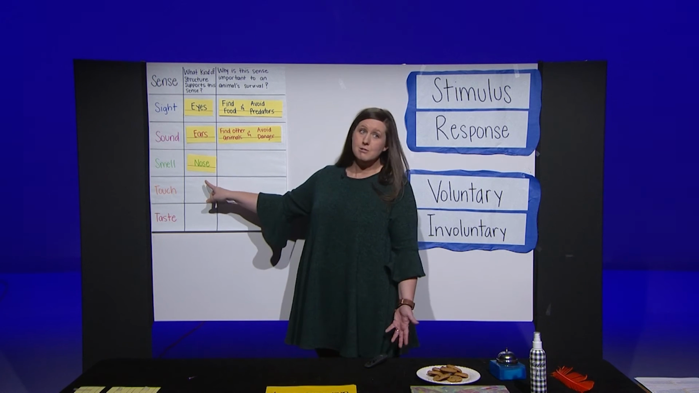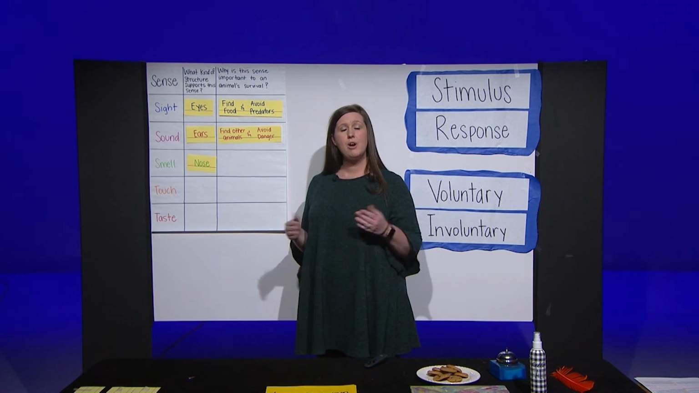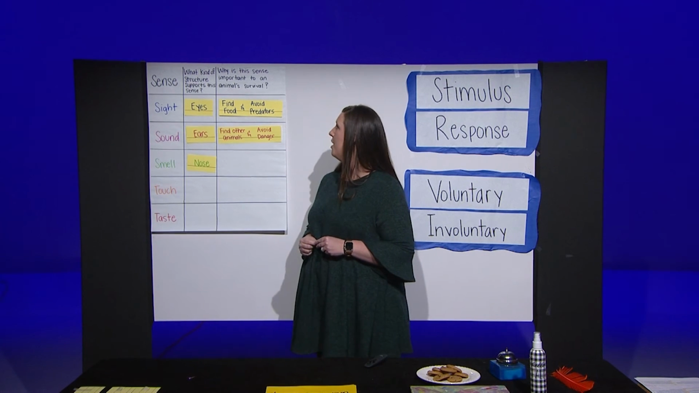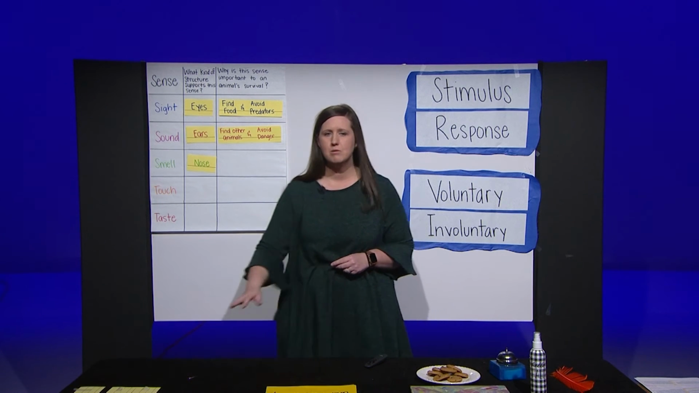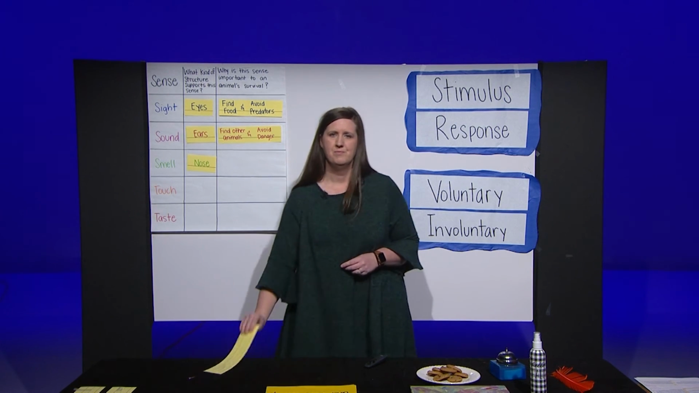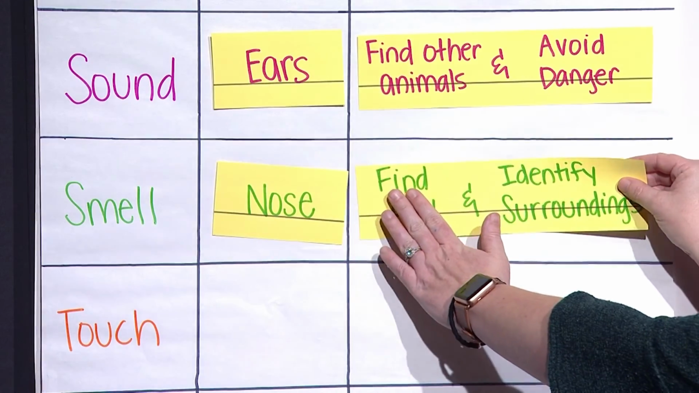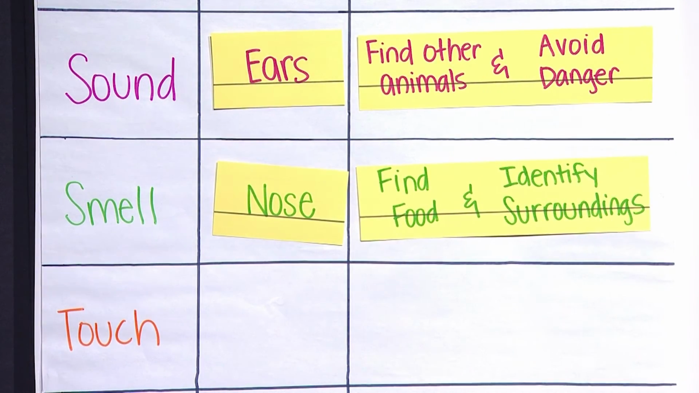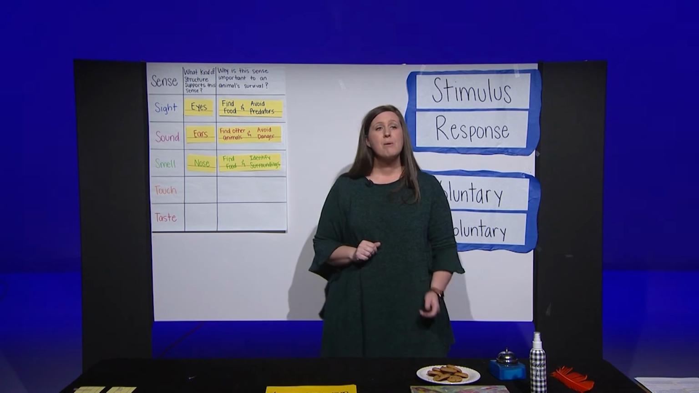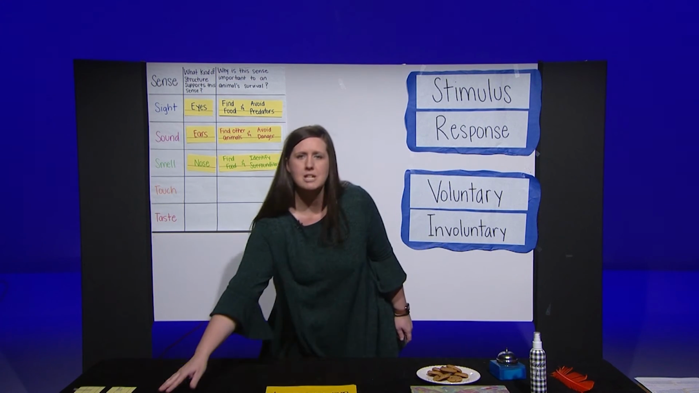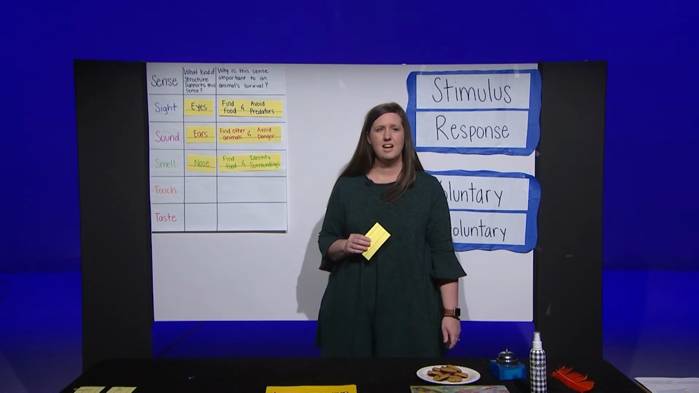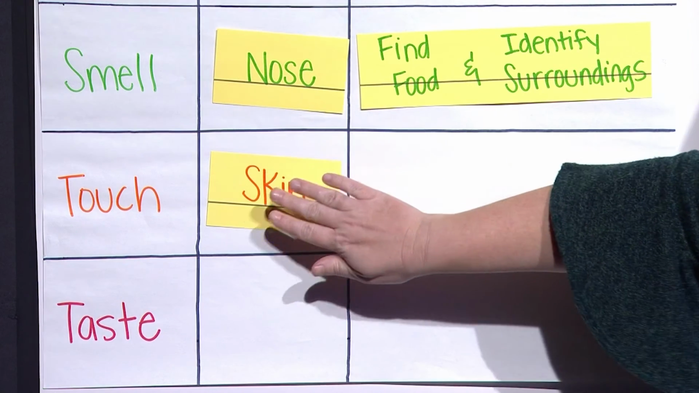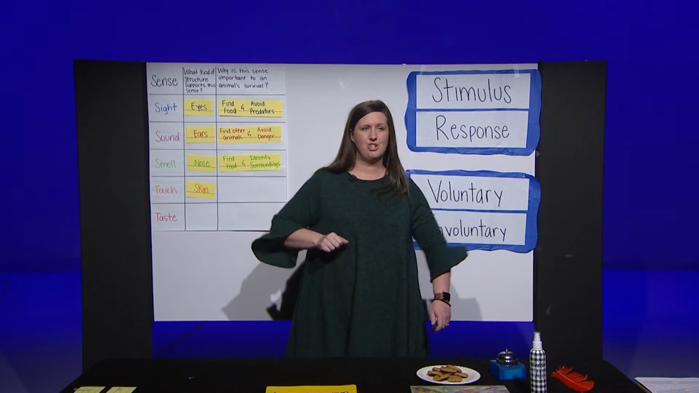So we know that most animals use their nose, but we now know that some animals, like the snake, use their tongue for their sense of smell. Why is this important to an animal's survival? Yes, we read that they had to find food and identify their surroundings. Good job. Before we go to our sense of touch, what structure helps us with our sense of touch? Yes, the skin. Let's see how animals use their skin to survive.